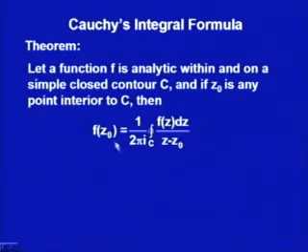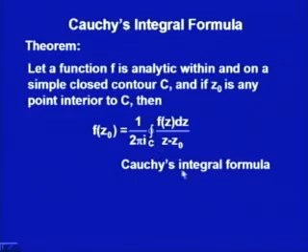What it is saying is, my function f is analytic within and on a simple closed contour C. That is, on the contour C it is analytic, as well as interior to C this function is analytic, and z naught is an interior point of this C. Then the function at z naught is being determined through the function along this curve C. This is what the result is saying. This is known as the Cauchy integral formula.